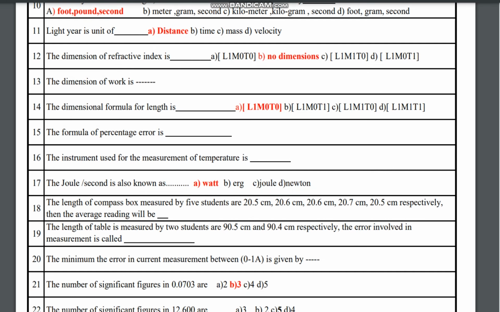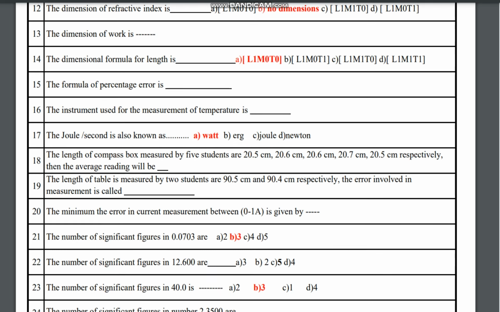The next is, the dimension of refractive index is no dimension. Then the answer of question number 13 is not given here. Question number 14 is, the dimensional formula for length is L¹M⁰T⁰. Then the formula of percentage of error is also not given. The instrument used for measurement of temperature is also not given here.